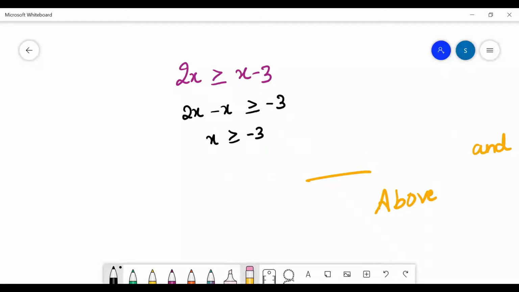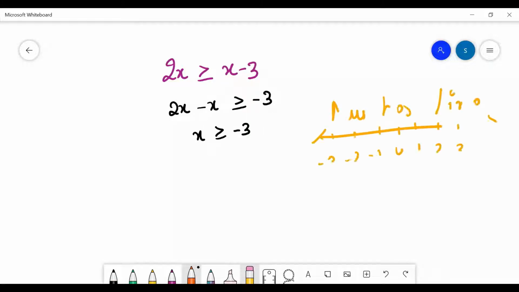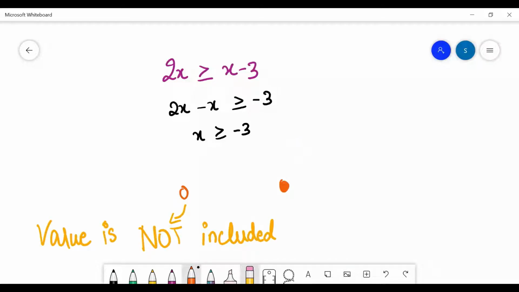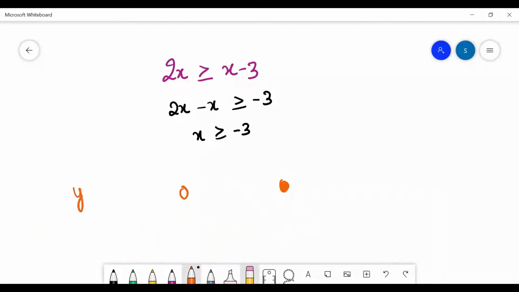So let's try to represent this on a number line. Now before we represent the inequalities on the number line, it's important for you to know the meaning of two symbols here, this and this. The first symbol is used when a value is not included. So for example, when I say y greater than 2, y is assuming all the values that are above 2 and 2 is not included.